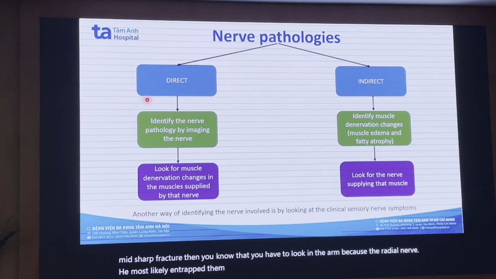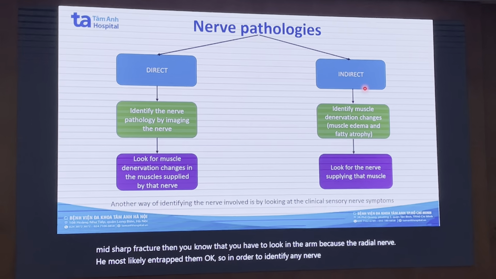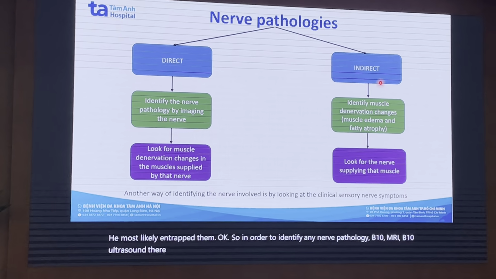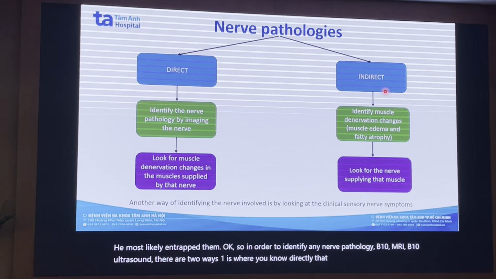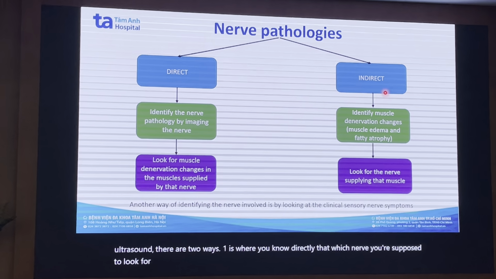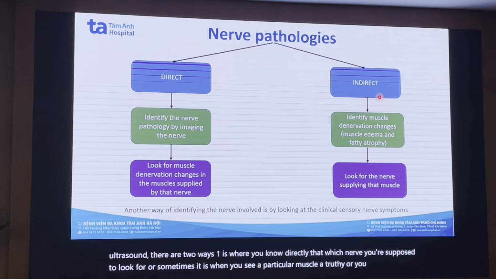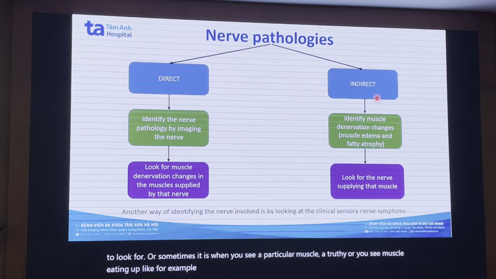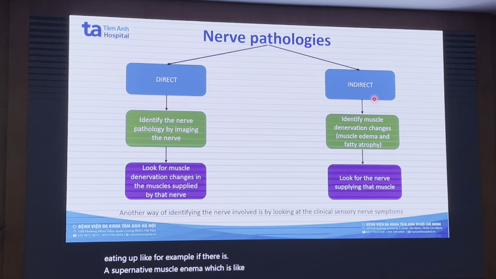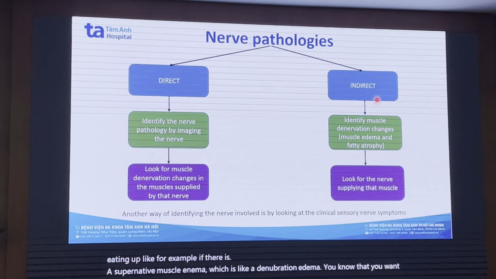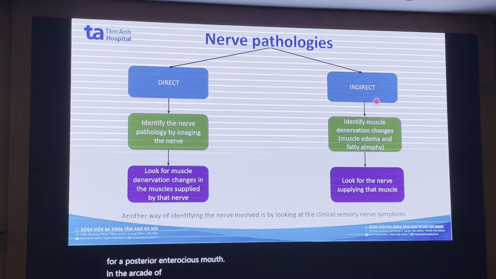So, in order to identify any nerve pathology, be it an MRI, be it an ultrasound, there are two ways. One is where you know directly which nerve you are supposed to look for, or sometimes it is when you see a particular muscle atrophy or muscle edema. For example, if there is a supinator muscle edema, which is a denervation edema, you know that you want to look for a posterior interosseous nerve in the arcade of Frohse, where it will be entrapped.